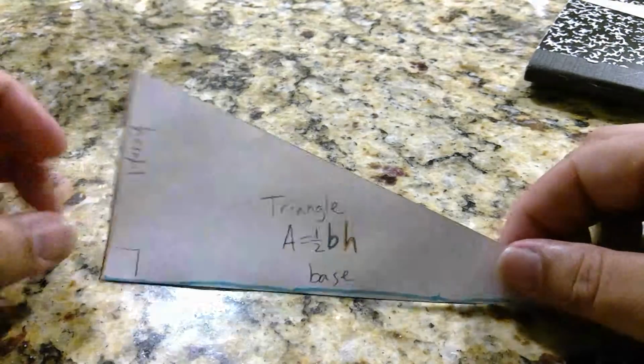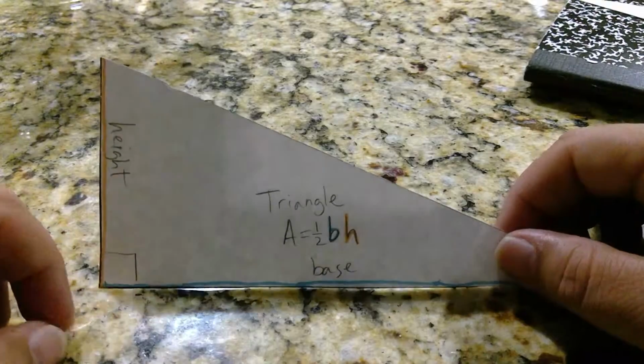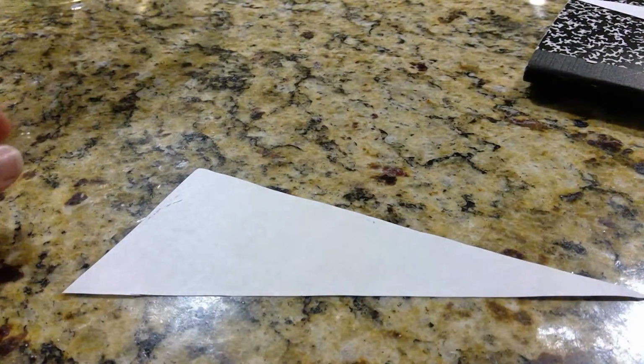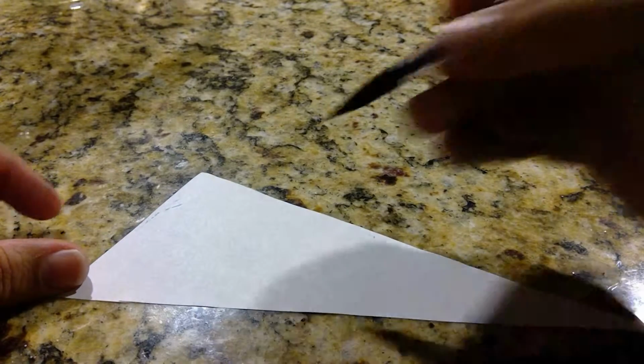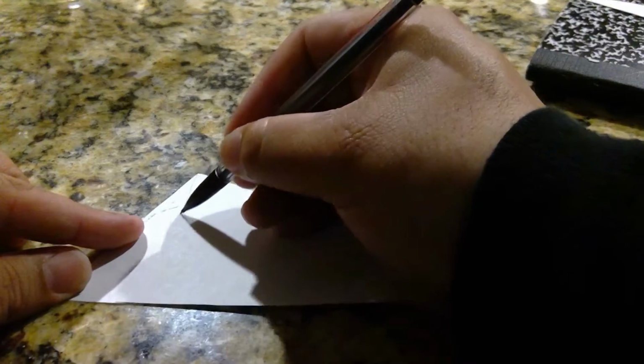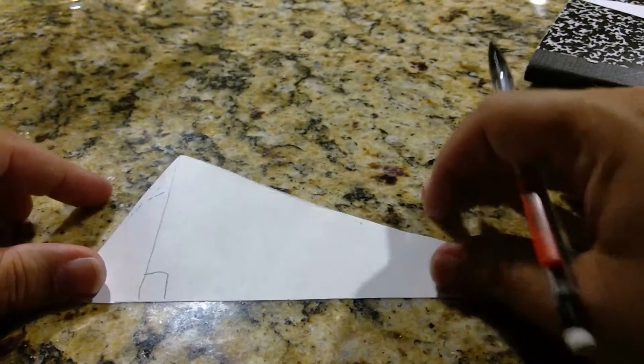And the important thing is my height has to be perpendicular to my base. So if my triangle, for example, looked like this, and I wanted to take a height, I would have to do a straight line down, perpendicular to my base.